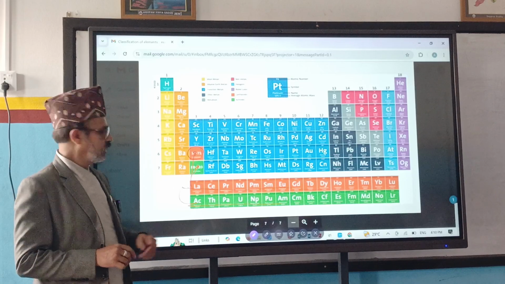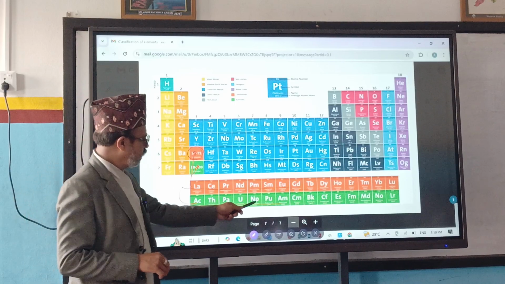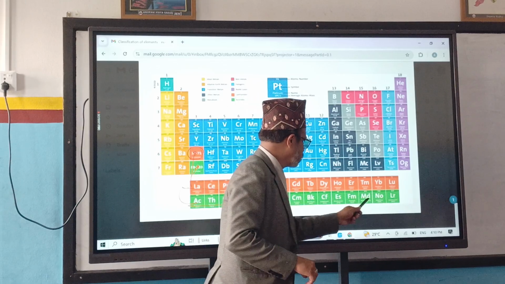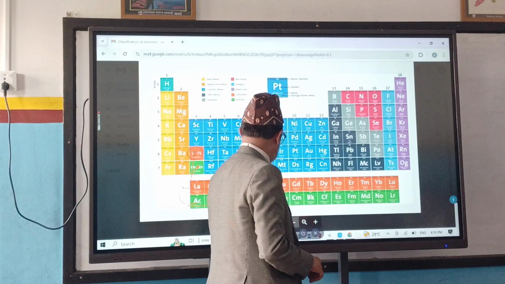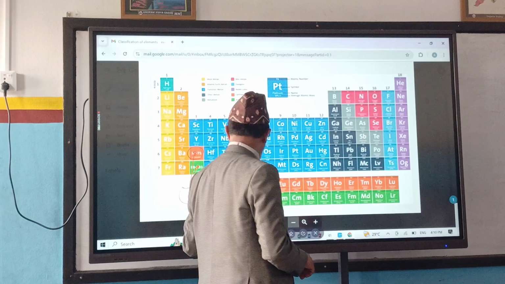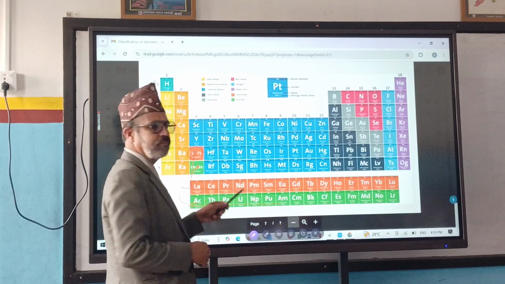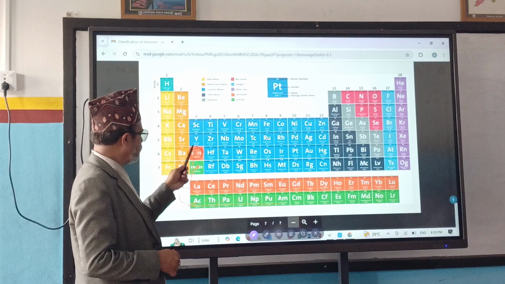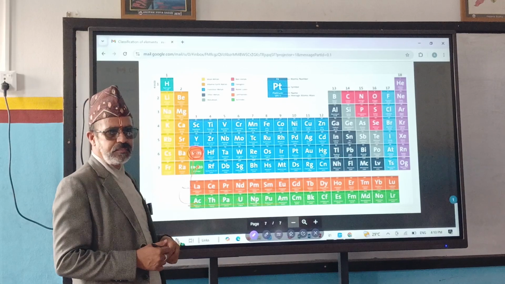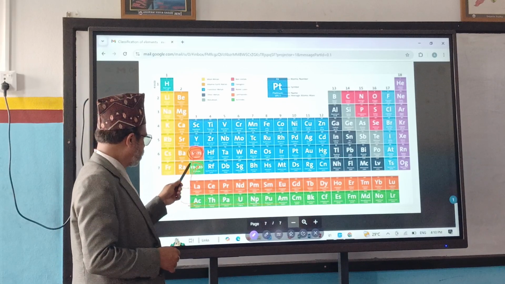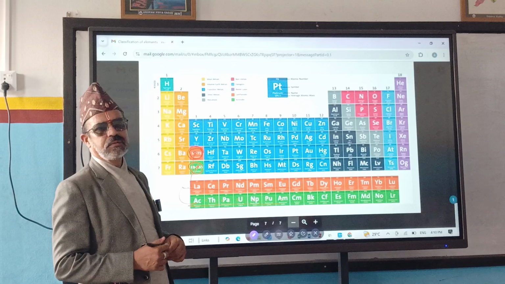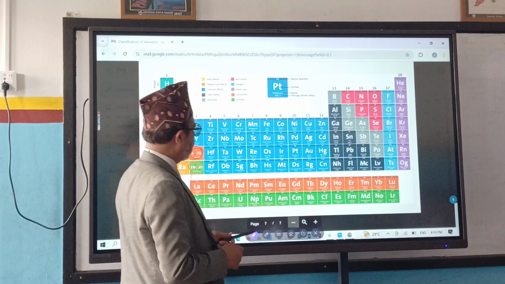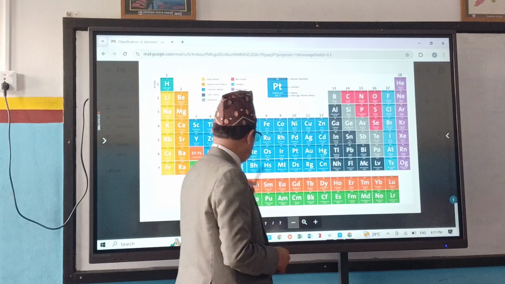Elements 57 to 71 mean how many are there? 14 elements. After lanthanum there are 14. So the elements from 57 to 71, lanthanum, and atomic number 89 to 103, actinium, had no position. That is the demerit of Mendeleev's periodic table.